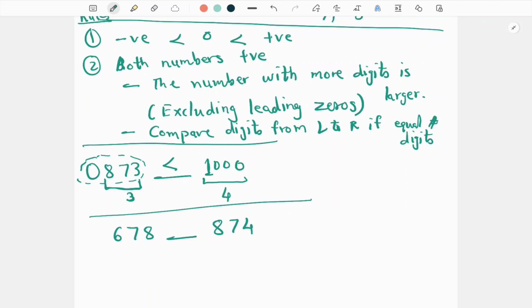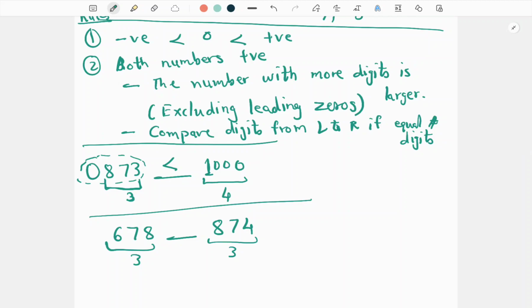So we go to the second rule. Both numbers are positive. The number with more digits is larger, but these are both 3-digit numbers. This is a 3-digit number, and this is also a 3-digit number. So it's not possible to directly apply this rule and get which one is larger and which one is smaller.